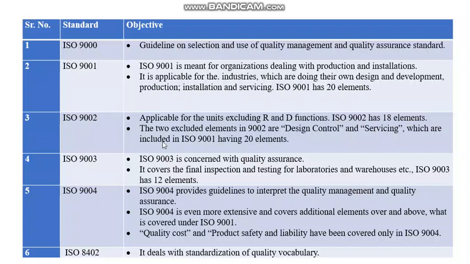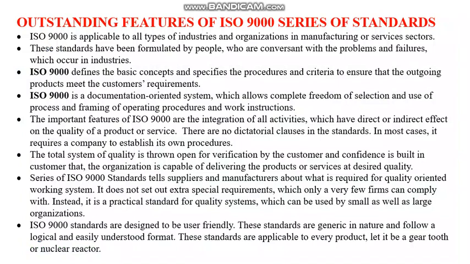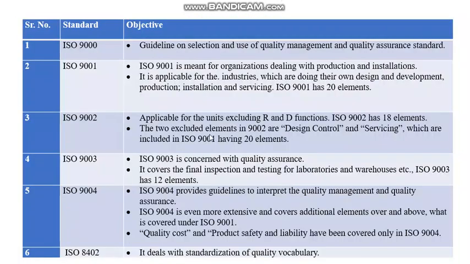Now ISO 9002 is applicable for the industrial units excluding research and development functions. Those who are using R&D, for them this will not be applicable, but for others it is applicable. ISO 9002 has 18 elements. The 2 excluded elements in 9002 are design control and servicing, which are included in ISO 9001, having 20 elements.